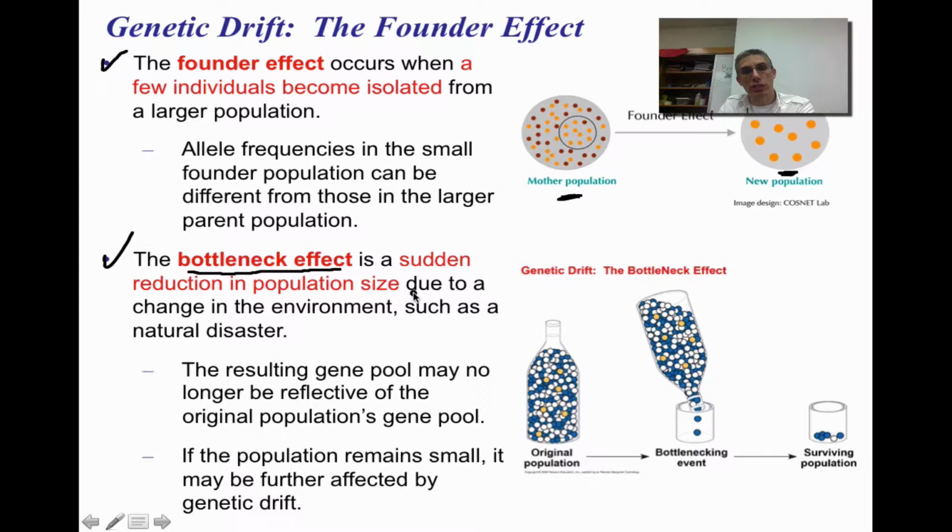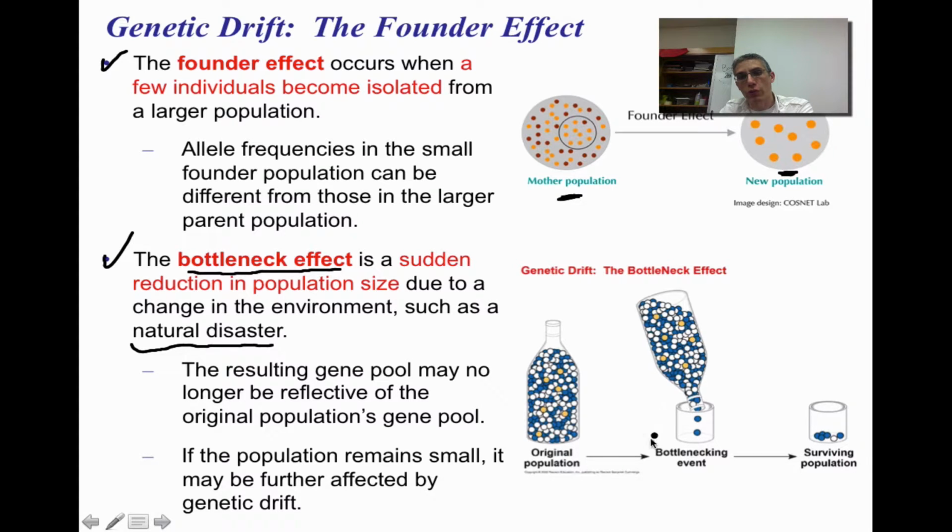And this is where you have a sudden reduction in population size due to a change in the environment. And oftentimes this is going to be caused by a natural disaster. So the resulting gene pool may no longer be reflective of the original population's gene pool. And if the population does tend to remain small, it could drift even further.